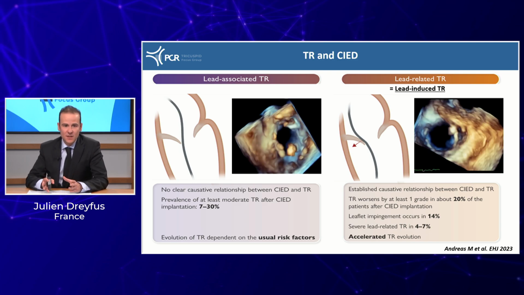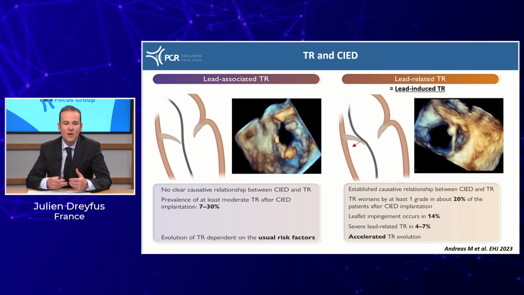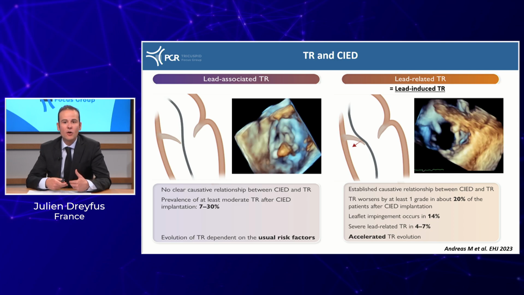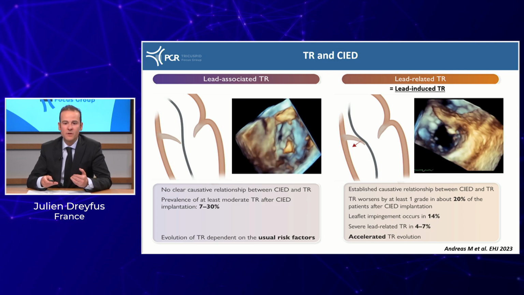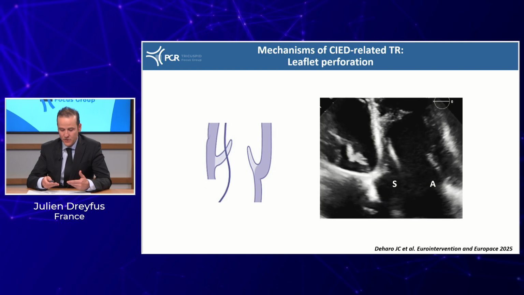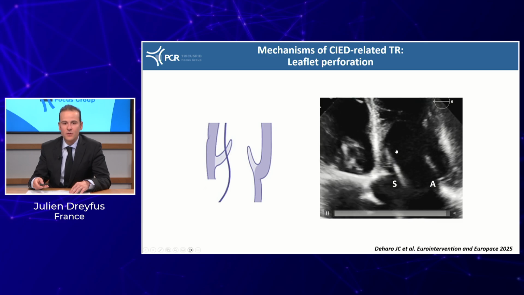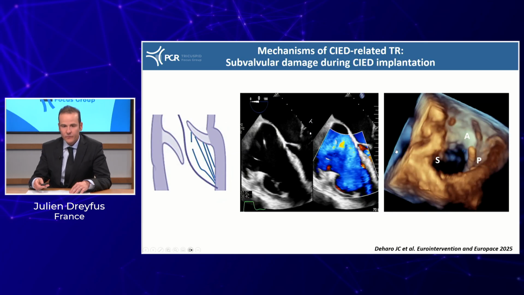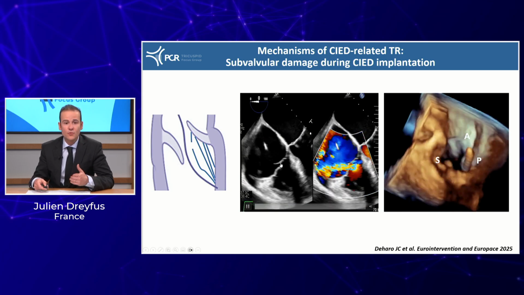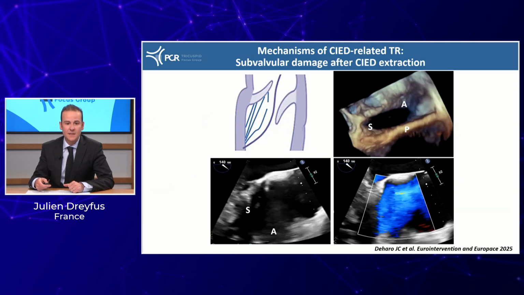It's very important to distinguish two situations. The first one is lead-associated TR, meaning patients with no clear causative relationship between CIED and TR, and patients with lead-related TR or lead-induced TR, meaning there is a causative relationship between CIED and TR. And I will display several examples. One example is patients with a perforation of the septal leaflet at the time of implantation of the CIED. Another example is patients with prolapse of the septal leaflets due to chordal rupture at the time of the implantation of the CIED.